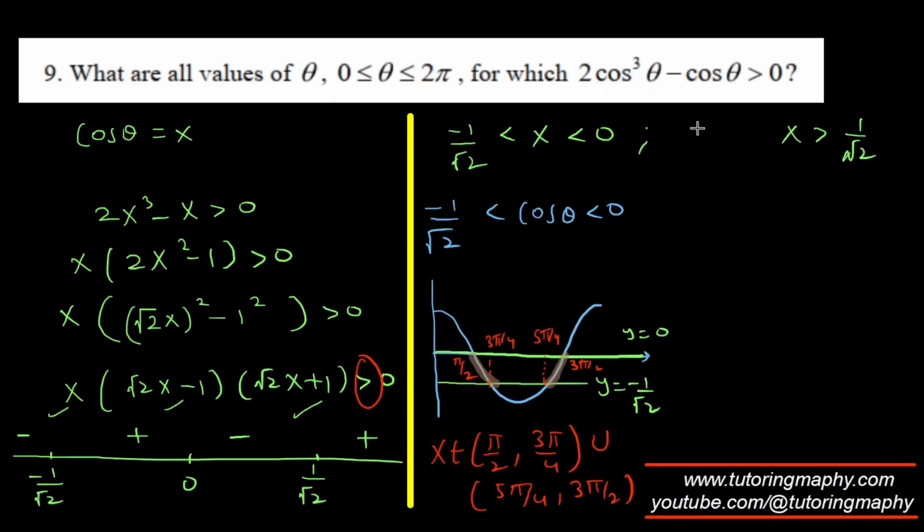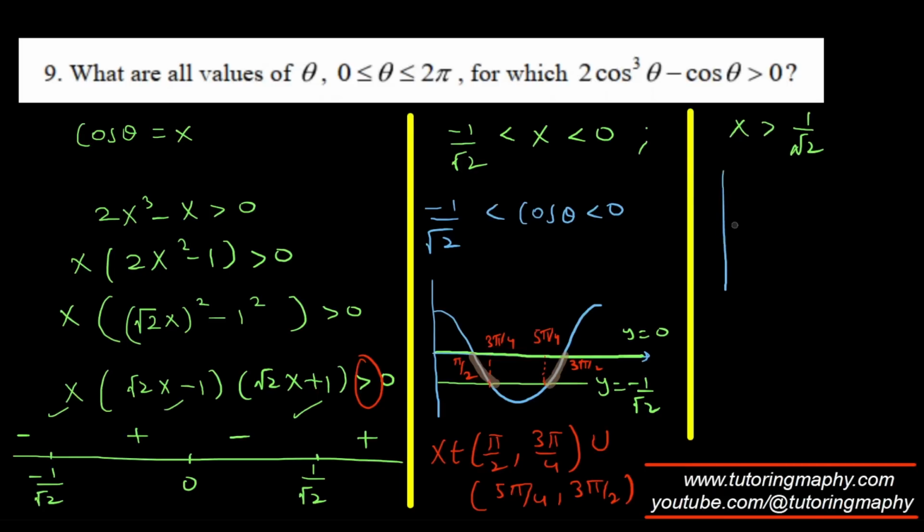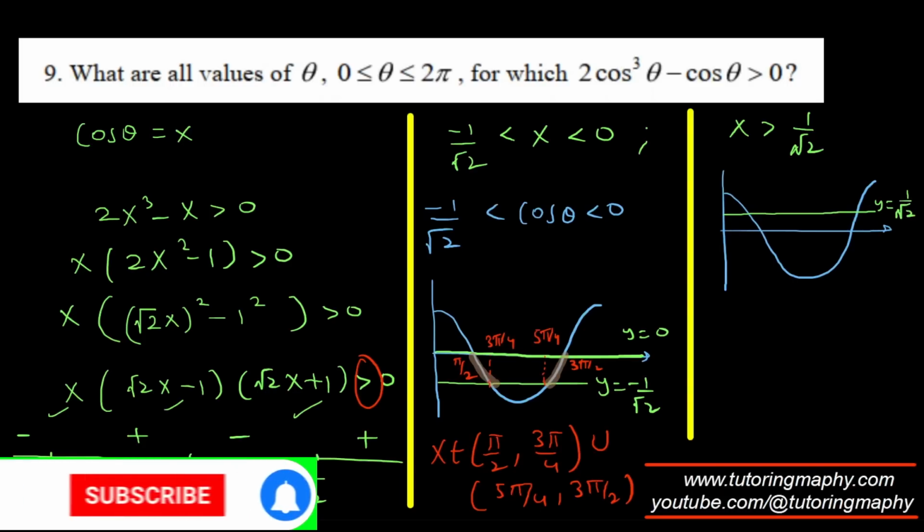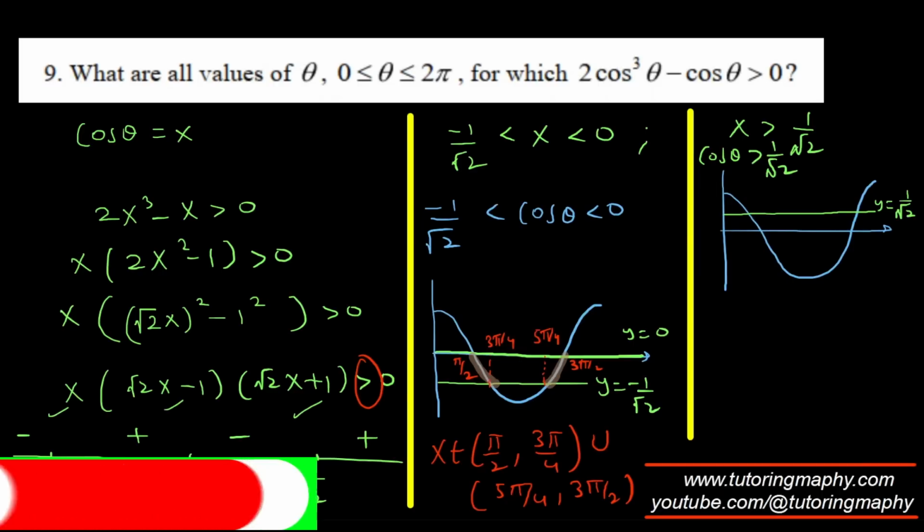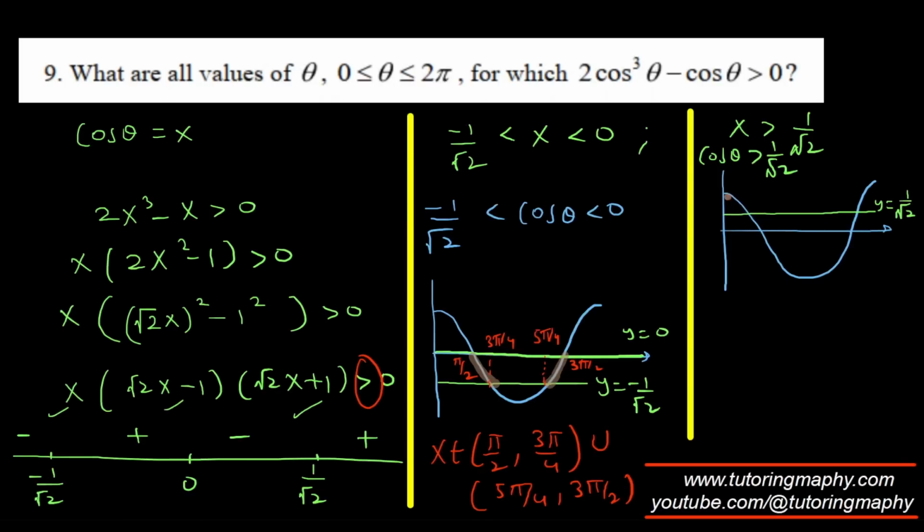All right. And for the last one, we have two solutions, right? So one is this solution and one is greater than 1 over root 2. So greater than 1 over root 2 will happen. Let me just draw the graph quickly over here. It will look something like this. Negative 1 over root 2 is somewhere over here. And I want x to be greater than 1 over root 2, which means that cos theta should be greater than 1 over root 2. So the blue one should be greater, right?